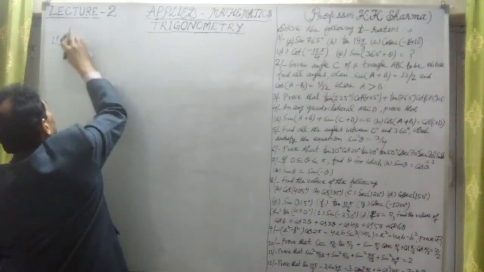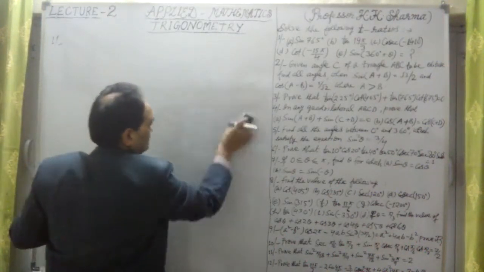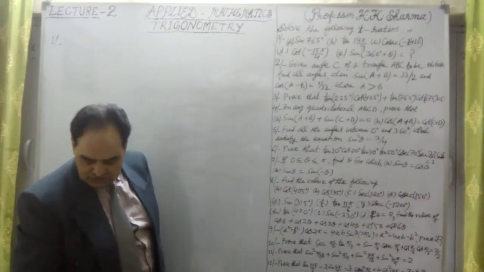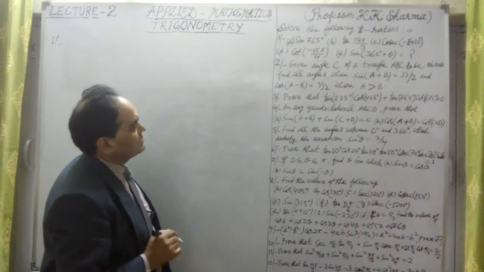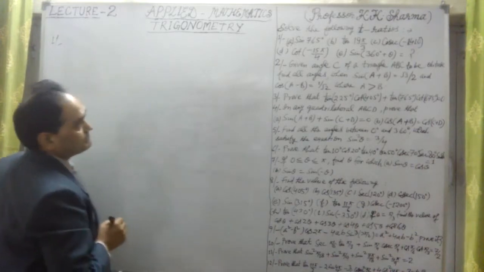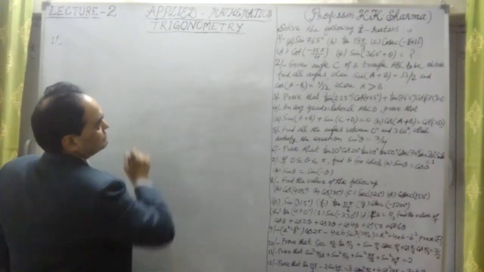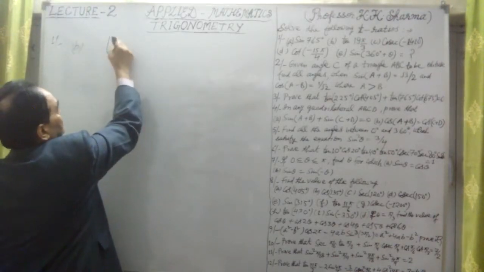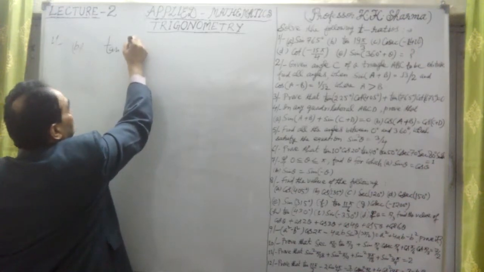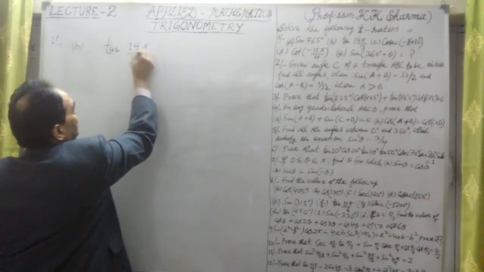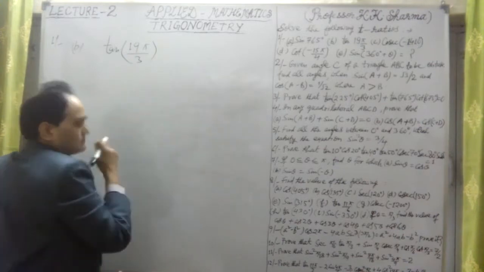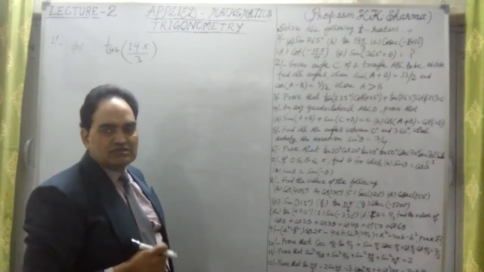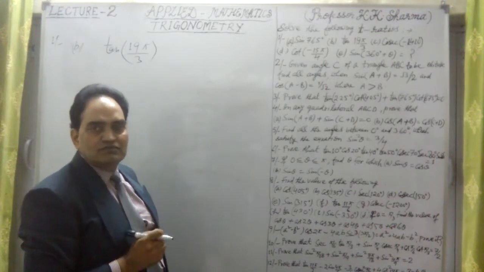Now, question number 1, B part. Let me calculate the value of the next trigonometric ratio. So B part is tan 19 pi by 3. This is the angle in radians. Now how do we convert that? We write it in terms of 2 pi form.